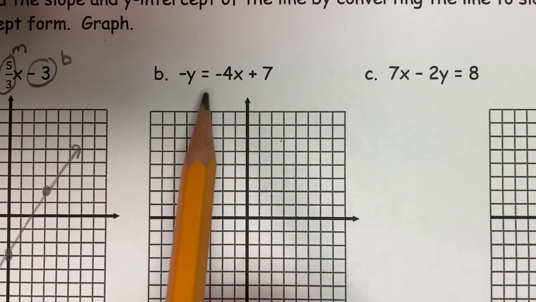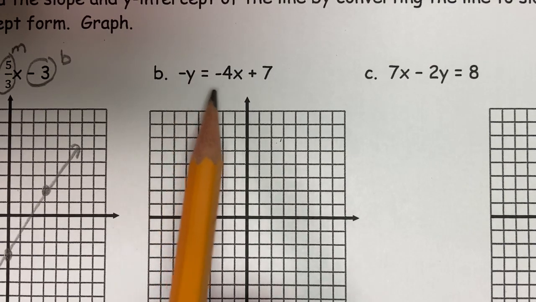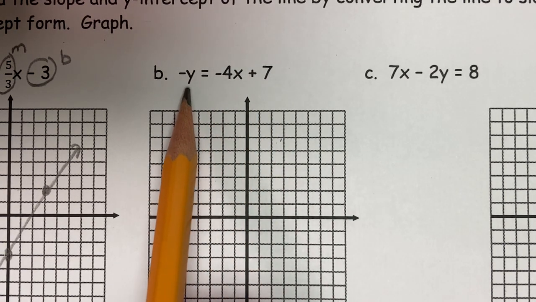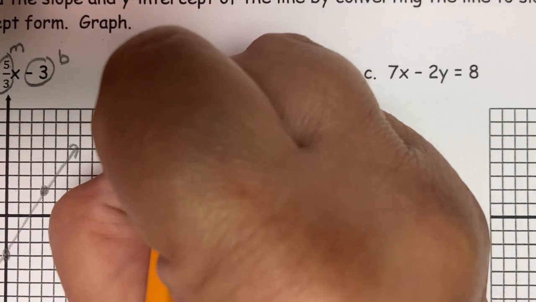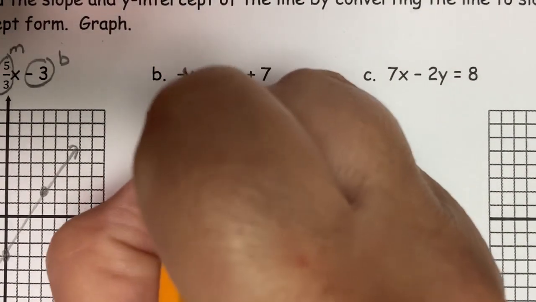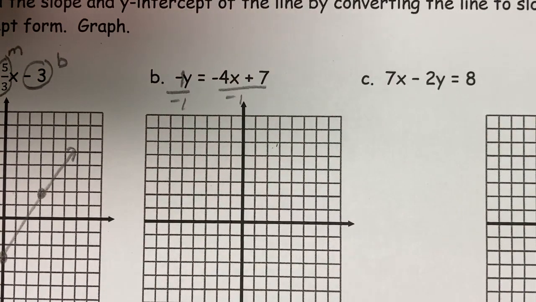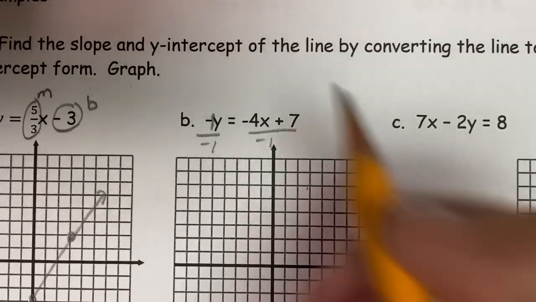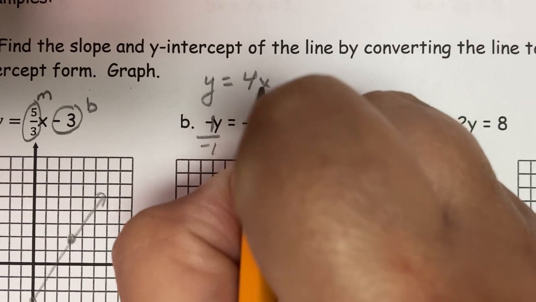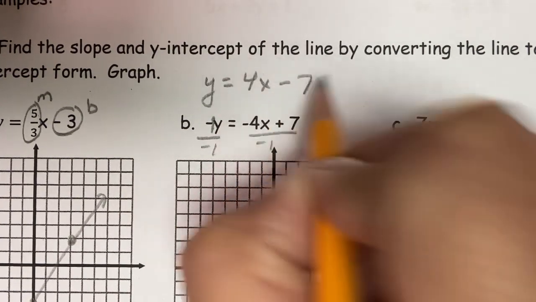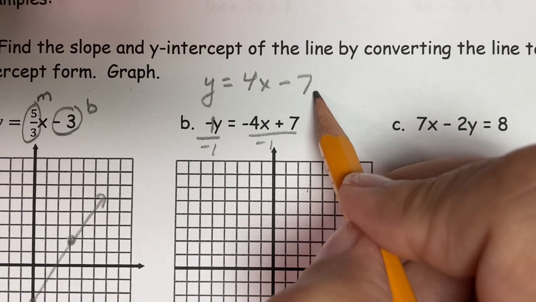How about B? Well, the first thing we would have to do is convert this to slope-intercept form. This is not in slope-intercept form because the y is not totally alone. It really has a -1. So I can get rid of that by dividing every term by -1. So when I do that, I'm going to get y is equal to +4x and then -7. This is the line in slope-intercept form.